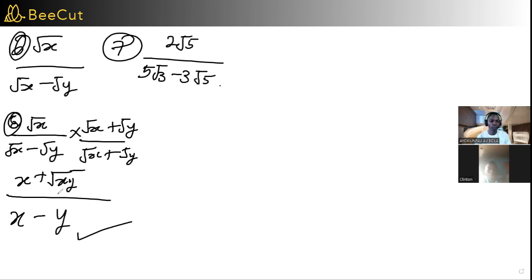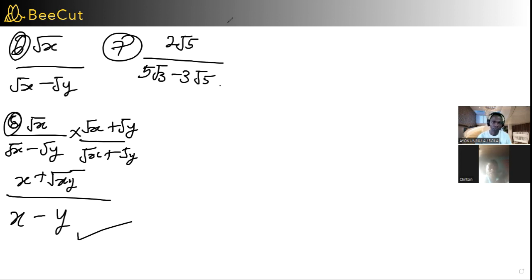I thought you continued from the rest. No, you won't, because this x up cannot cancel the x down because it is a subtraction and addition. But if it is multiplication and multiplication, you can cut it down. Then you now have root xy over y.